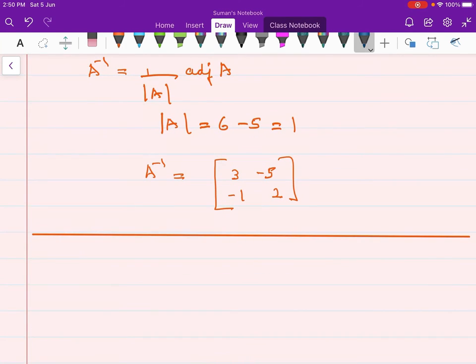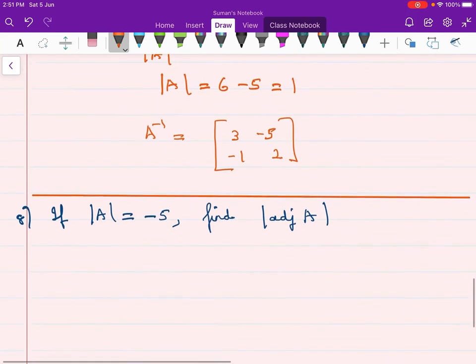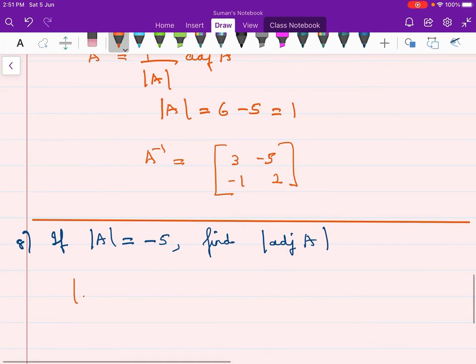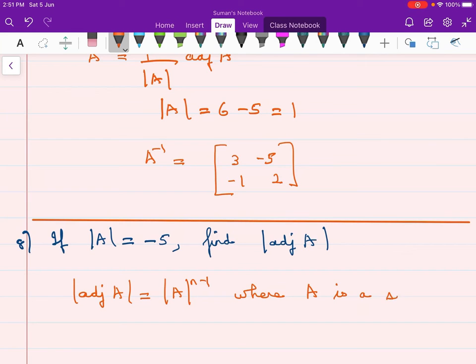Next we have, if determinant of A equal to minus 5, find determinant of adjoint of A. So we use this very important formula which is used a lot in your exams, competitive exams as well. Determinant of adjoint of A is determinant of A raised to n minus 1, where A is a square matrix of order n.